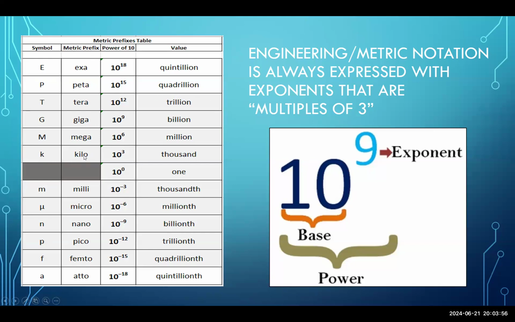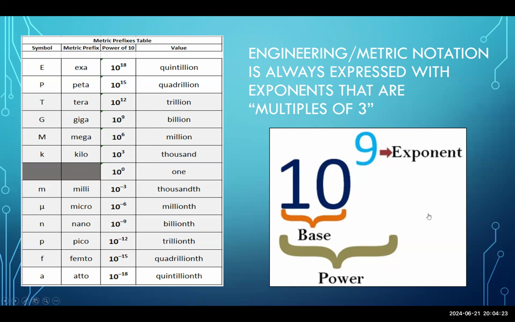So take a look at kilo. Kilo shows 10 exponent 3, which means 10 times 10 times 10. What is that? That's 1,000. So kilo is significant in the Olympics because we're running kilometers, a 10-kilometer run or a 2-kilometer run, something of that sort, measured in kilometers.